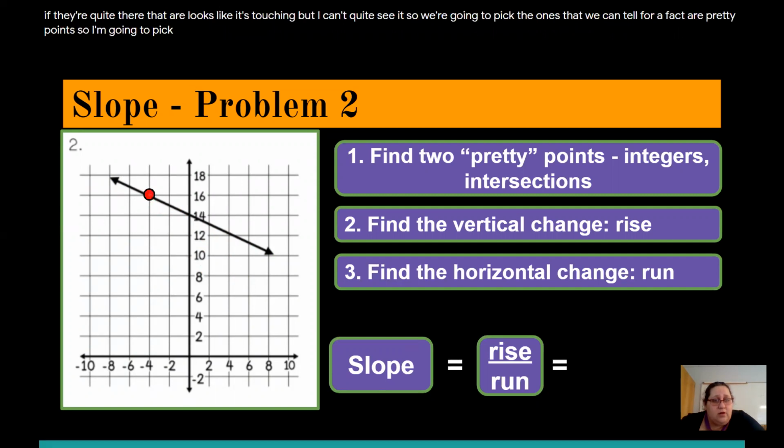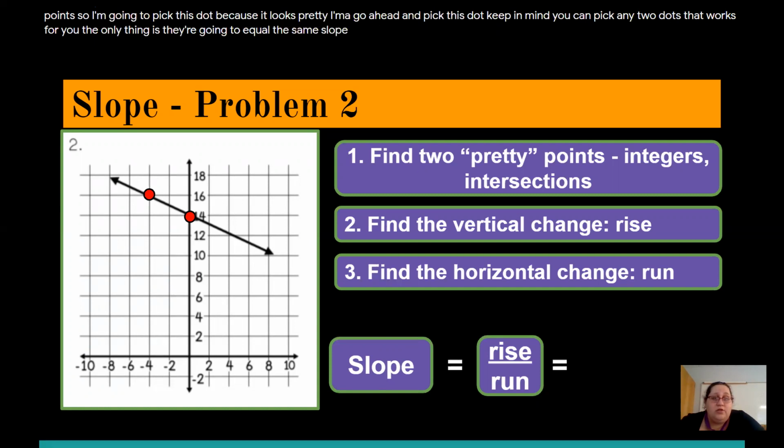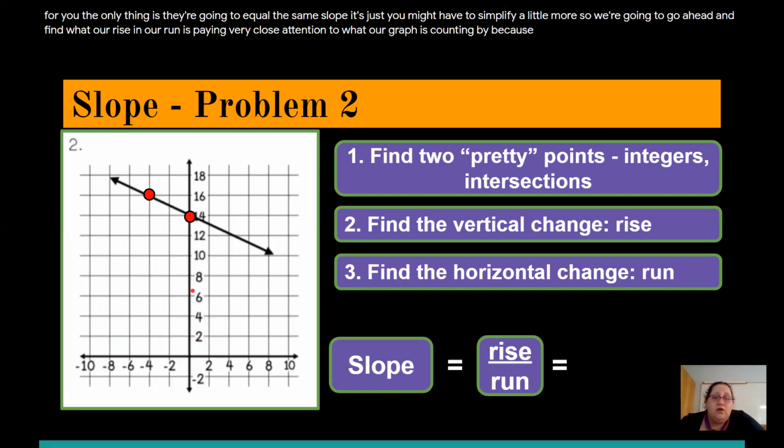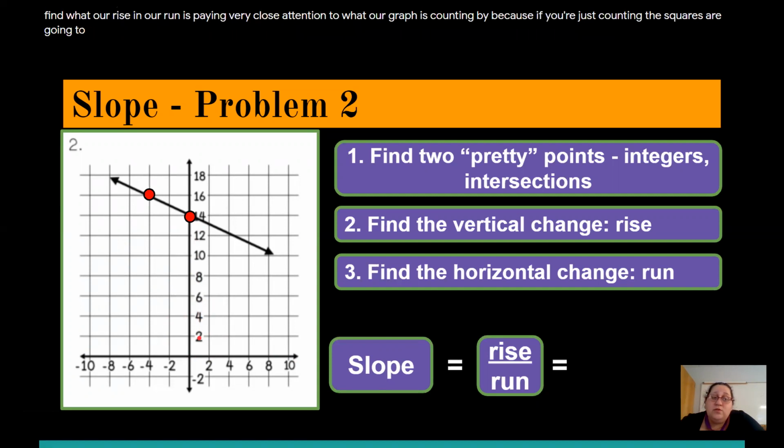So I'm going to pick this dot because it looks pretty. I'm going to go ahead and pick this dot. Keep in mind, you can pick any 2 dots that work for you. The only thing is they're going to equal the same slope. It's just you might have to simplify a little more. So we're going to find what our rise and our run is, paying very close attention to what our graph is counting by, because if you're just counting the squares, you're going to get the answer wrong because this one's actually going by 2s.